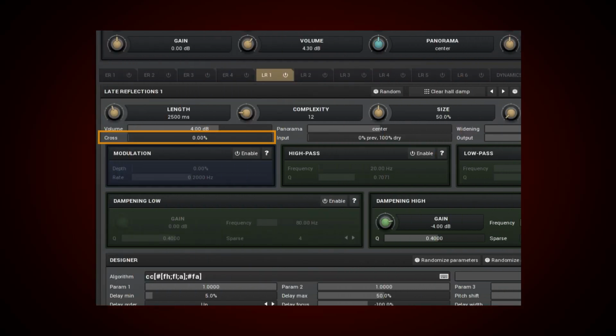The cross slider controls the role of the input channels in forming a stereo image. At 0%, the output of the left channel is defined by the left input signal, and the output of the right channel by the right input.